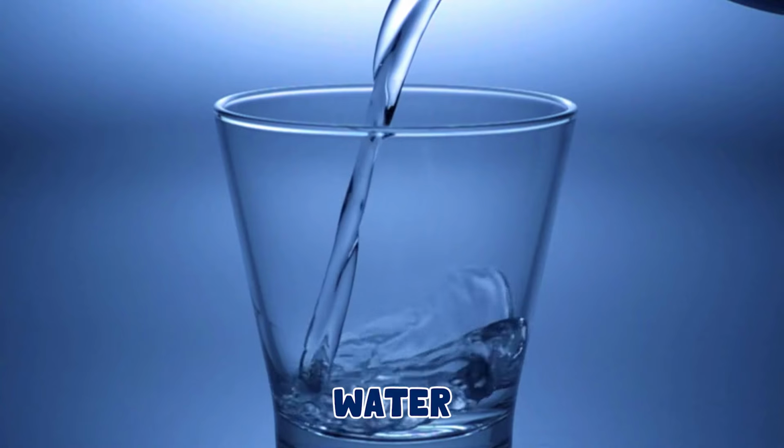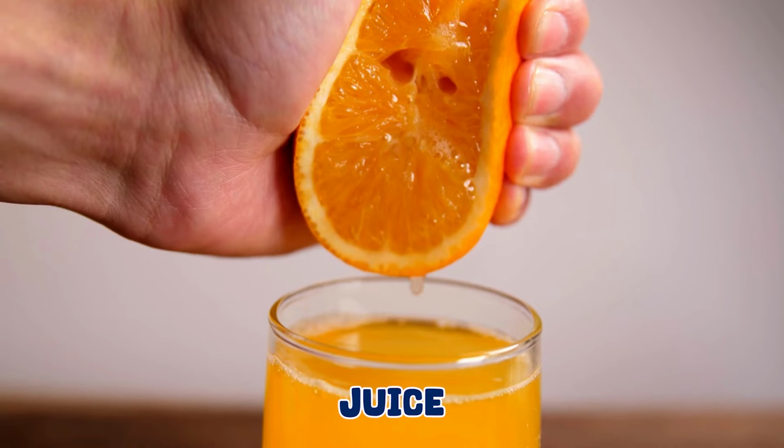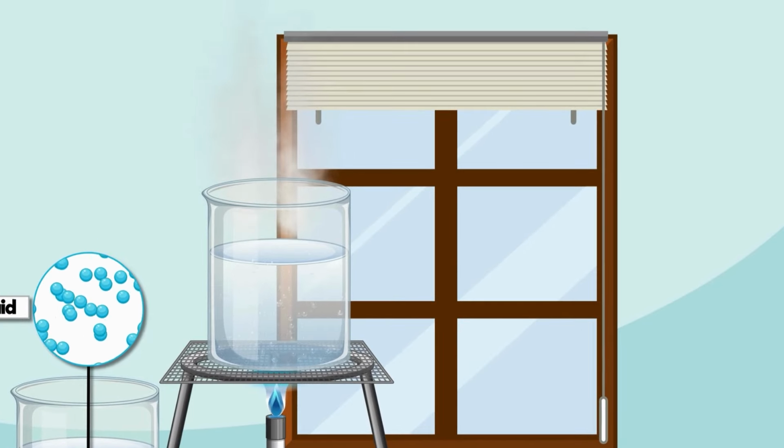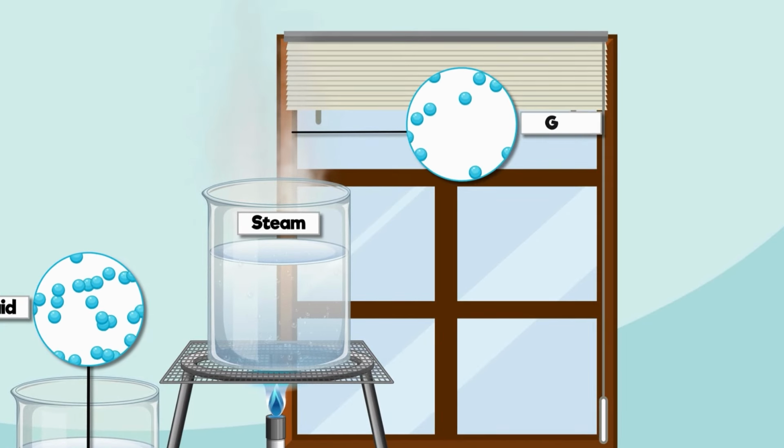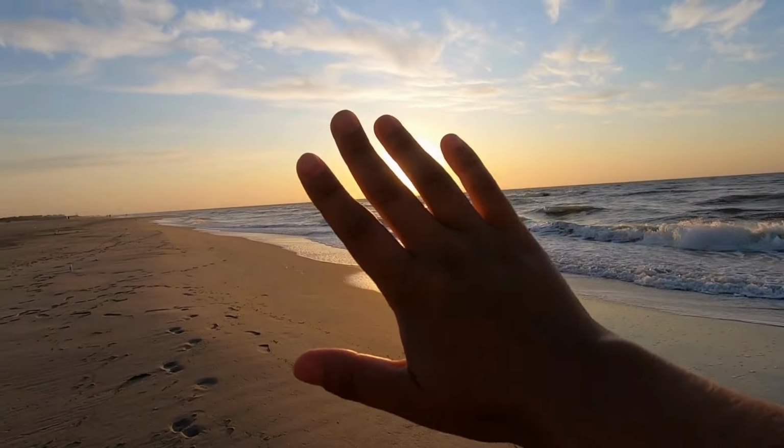A liquid is something like water, oil, juice. A gas is like air. It can move around freely or flow to fit a container, and it doesn't have its own shape. You can put your hand through gases and you won't feel it.